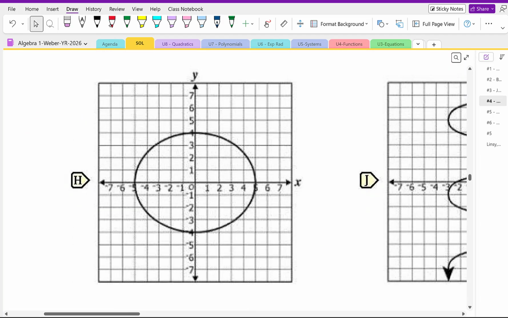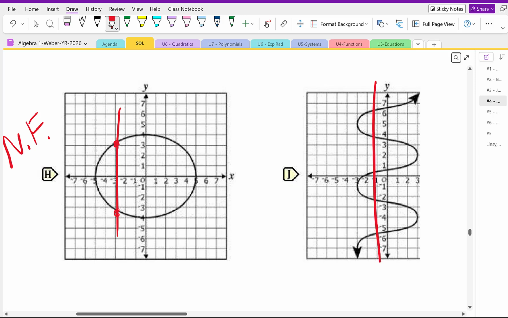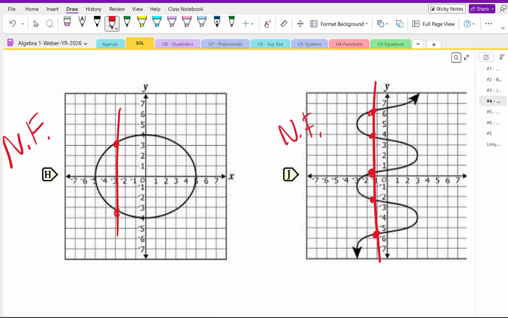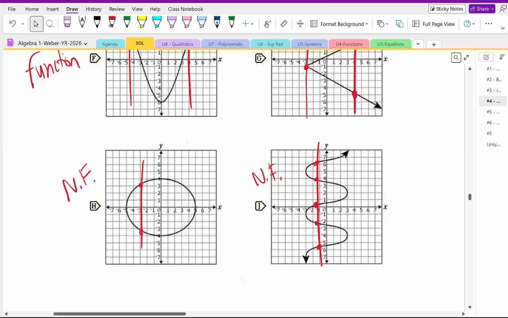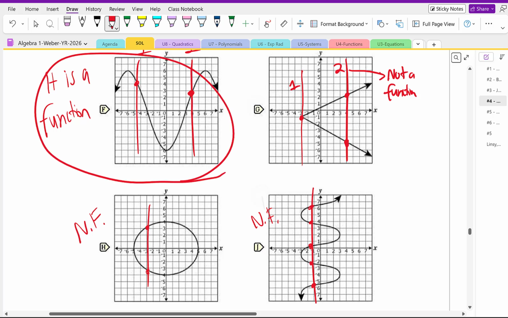It's only allowed to hit 1 time. Okay. H circle, same thing, 2 times. So not a function. And then the last one, 1, 2, 3, 4, 5. 5 times, definitely not a function. Okay. So my answer in this case would be the first one, which would be F. Alright.